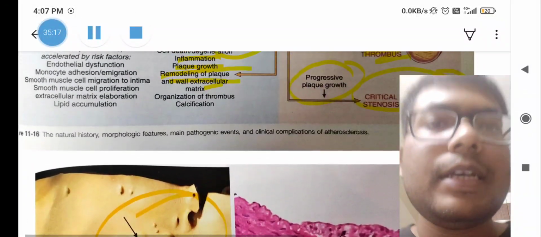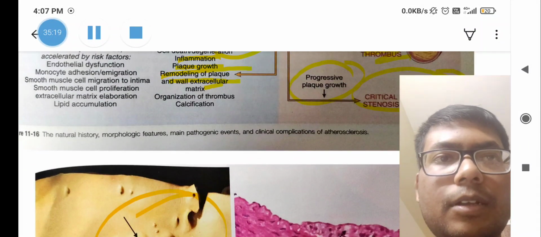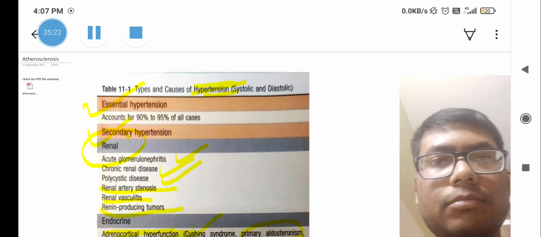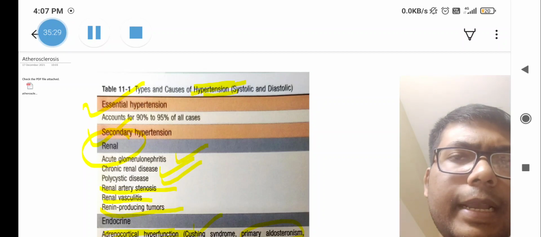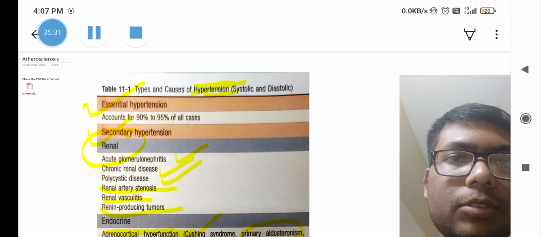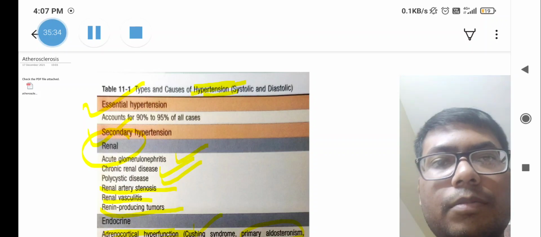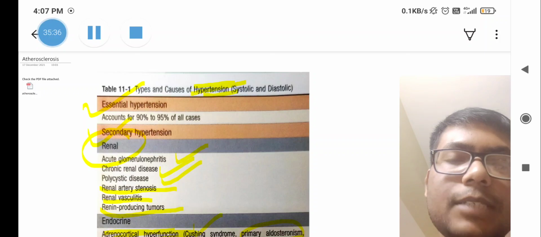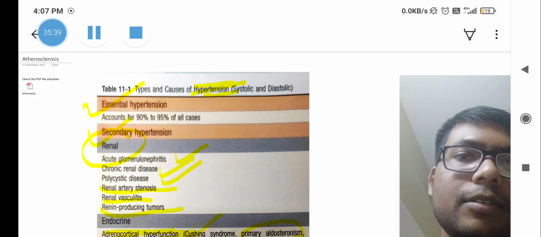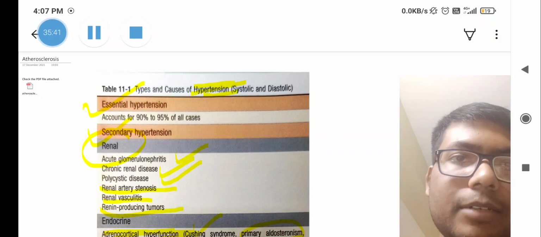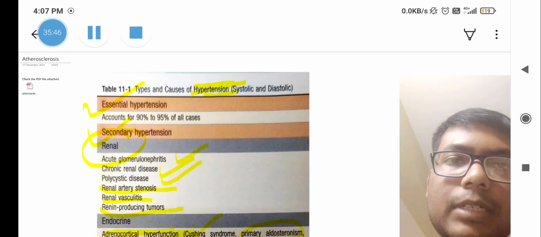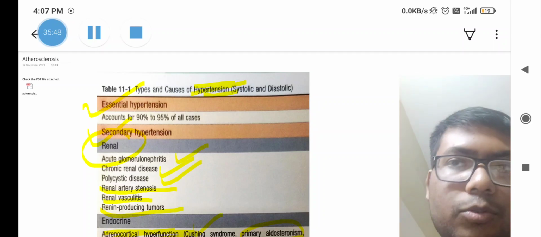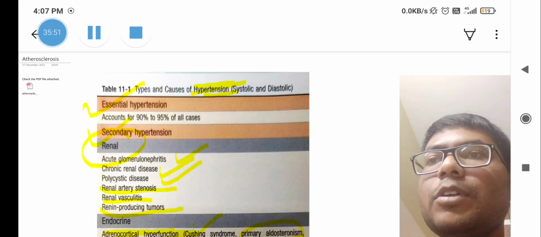So these are the main salient features and the main pathogenesis of hypertension and also atherosclerosis. I used many images to explain the atherosclerosis and hypertension pathogenesis, and almost all images are taken from Robbins part 1 from the chapter on blood vessels.